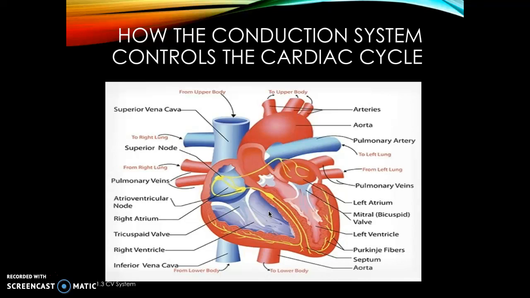The bundle of His has a set rate of 20 to 40 beats per minute, whereas the AV node has a rate of 40 to 60 beats per minute, and the SA node works at a rate of 60 to 100 beats per minute. Therefore, the whole cycle lasts around 0.8 seconds.